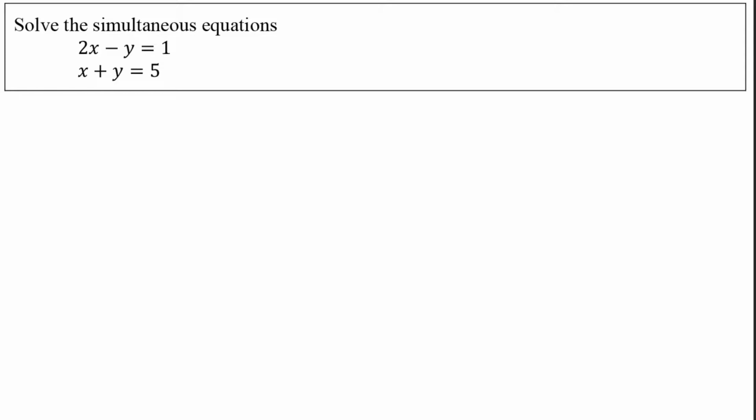Let's start by looking at this as an example. So we have an equation 2x subtract y is 1, let's call that equation 1, and x plus y is 5, let's call that equation 2. The first way we're going to look at to solve this is called substitution.